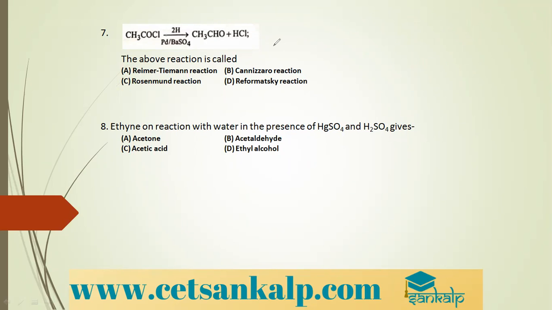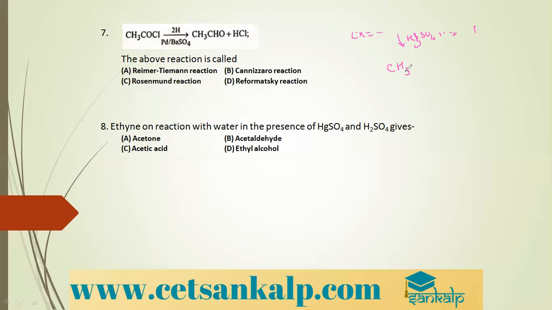Ethyne on reaction with water in presence of HgSO4 and sulfuric acid, mercuric sulfate and sulfuric acid. What is ethyne, students? Ethyne is acetylene, HC triple bond CH. On reaction with water in presence of mercuric sulfate and H2SO4, what do we expect? What happens there?